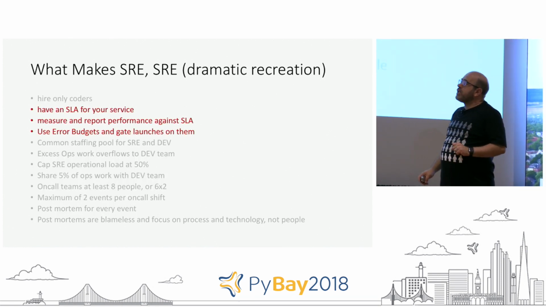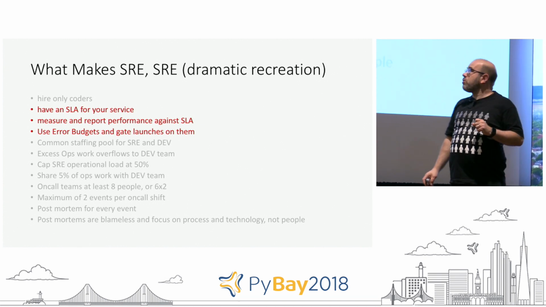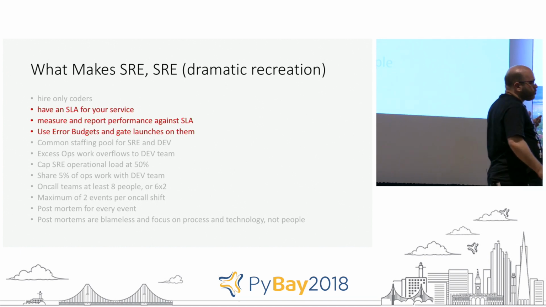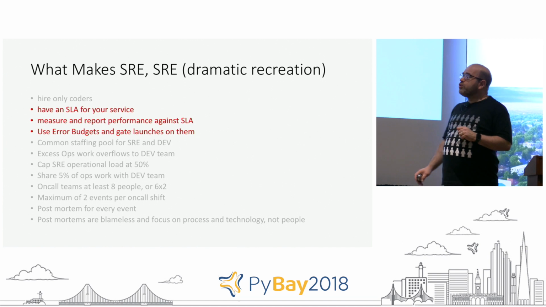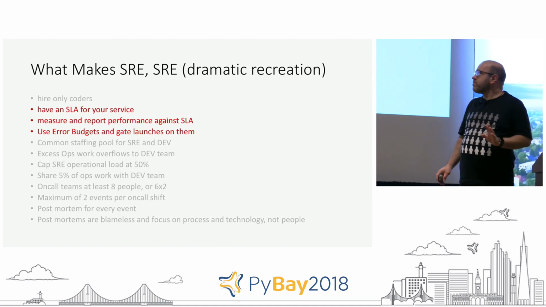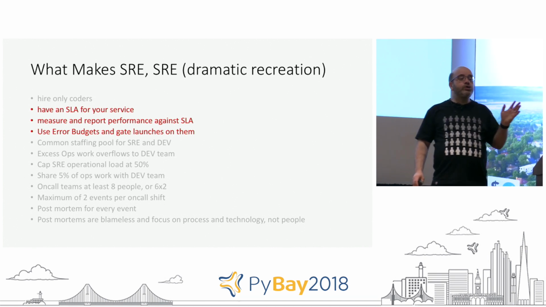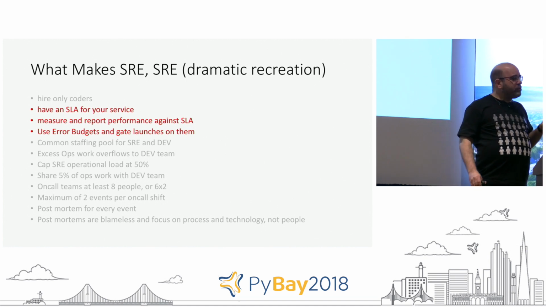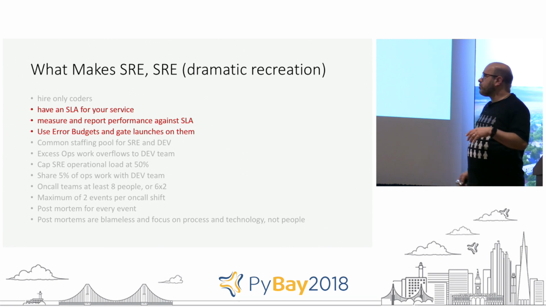So one of the things that I think is interesting, as some of his points, is first, you suggest having an SLA, a service level agreement, for your service. We will talk a little about the word SLA later. Then what you want to do is measure the performance and how well it's doing against that SLA. And then finally, you want to use this thing called error budgets to gate launches on them. Okay? So let's talk a little bit about what error budgets are, because to a certain extent, the way to think about them gives you good insight into the way SREs think.